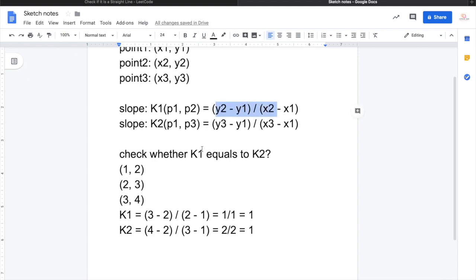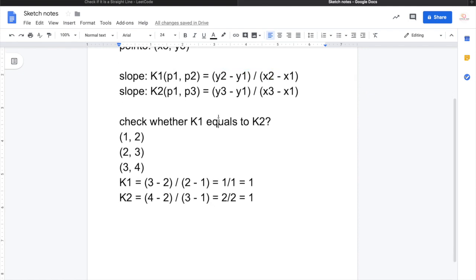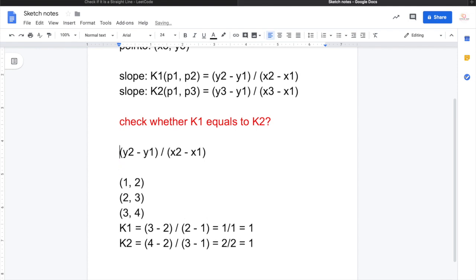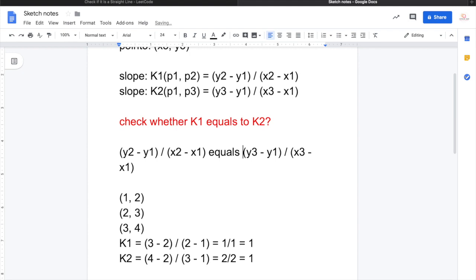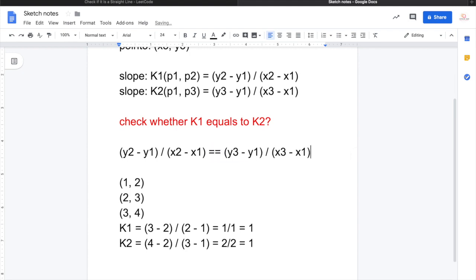That's it. So the math that we would like to check is whether k1 equals k2. Then we do some basic substitution. K1, k2, how do we check whether they are equal? We'll just check whether this equals this. So this is division on both sides of this equal sign.